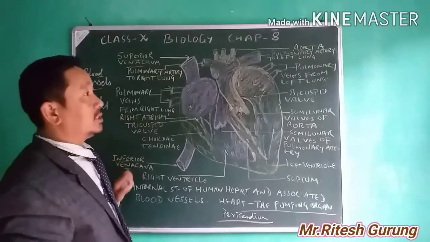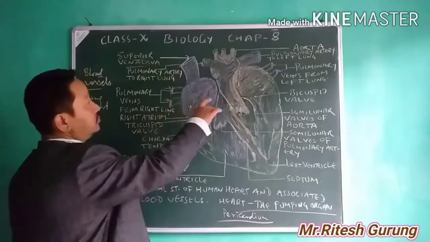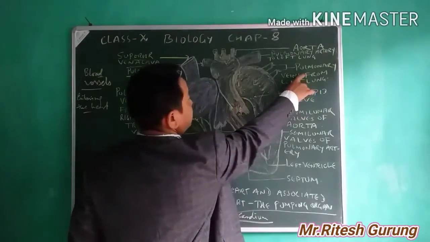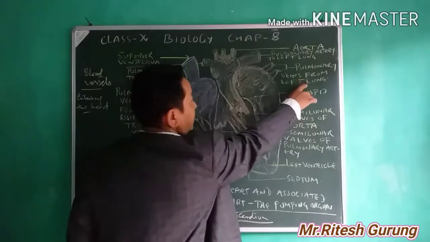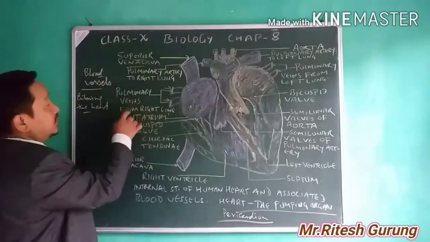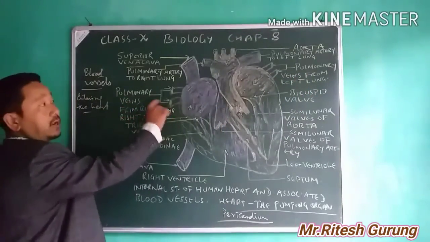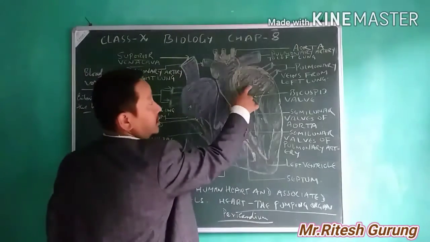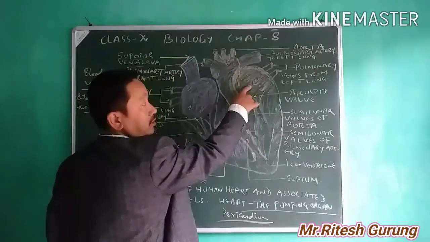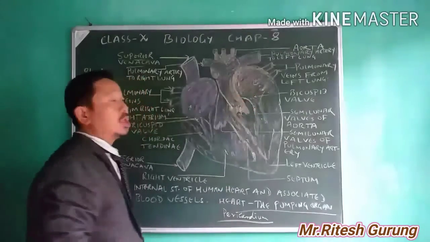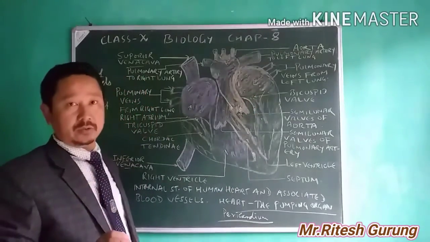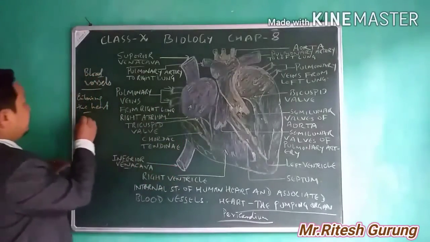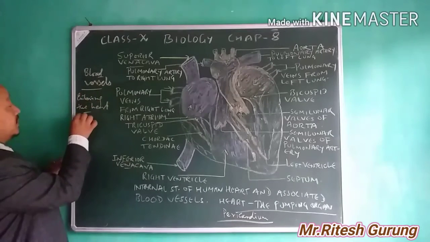And the other thing is that the pulmonary veins from the left lung and the pulmonary veins from the right lung are also entering the heart. Where? Here in the left auricle, with the pure blood. So they are entering the heart. Then, blood vessels leaving the heart.